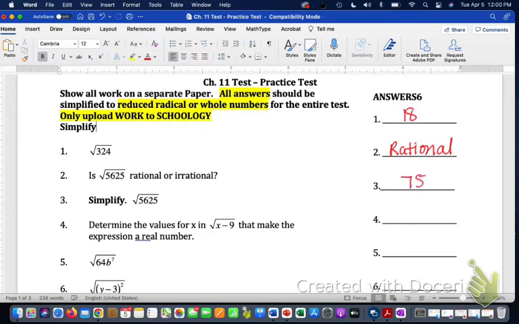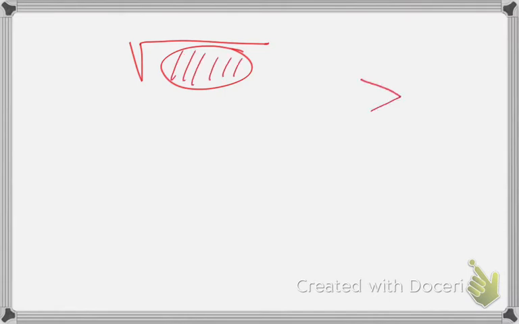Now, determine the values for x. If it's the square root of x minus 9, that means, what does x have to be so that we don't get a negative? Because the big rule of square roots is you can't take the square root of a negative. So where do my negatives end and begin? They end at 0. So we take whatever's in here and set it greater than or equal to 0, because if it equals anything less than 0, it'll be a negative. So I take what was in there, which was x minus 9, and I set that.